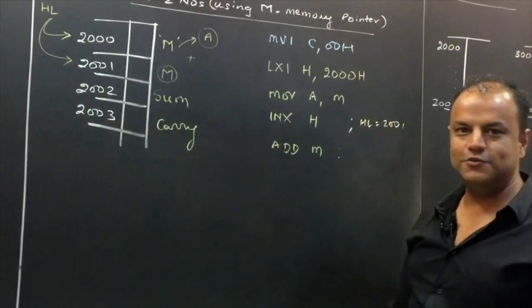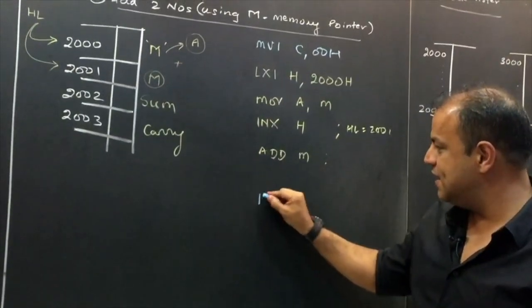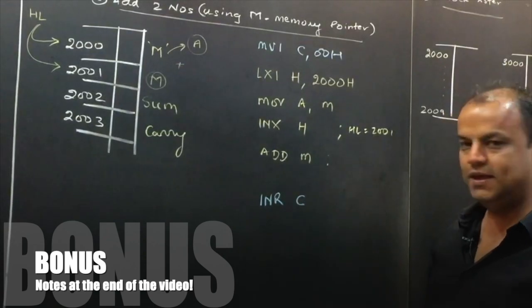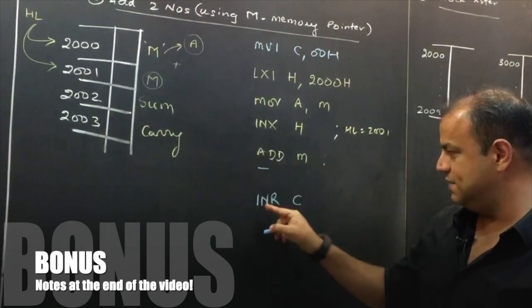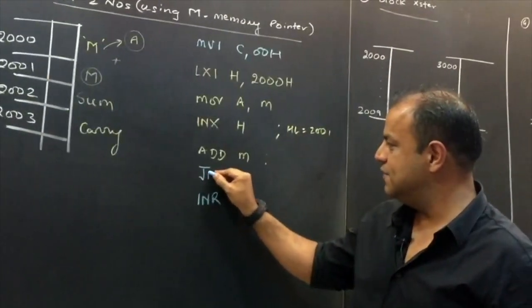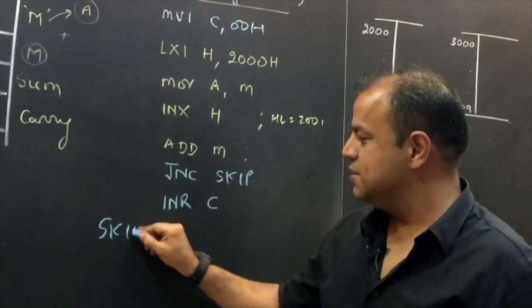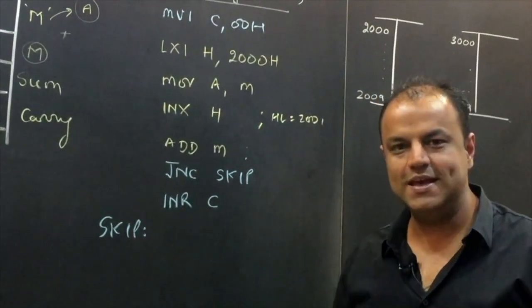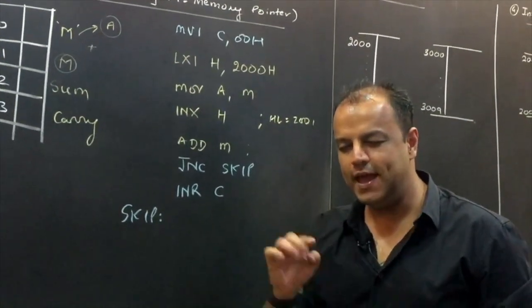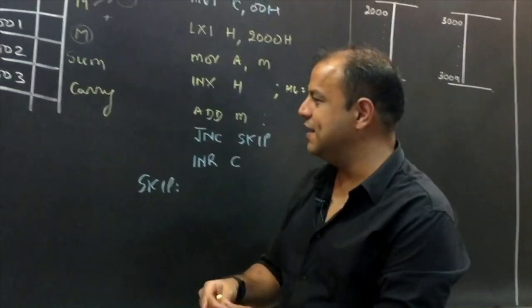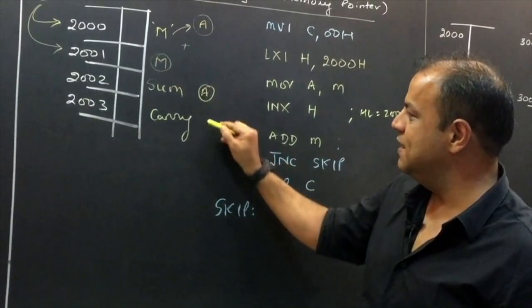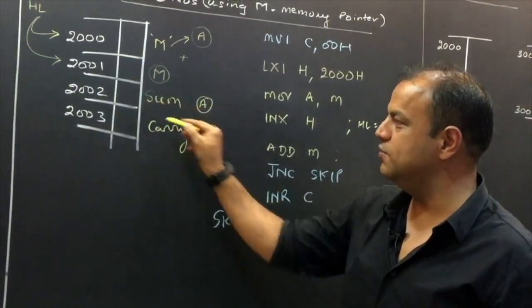You assume that there is no carry. If there is a carry, I will increment C. If there is no carry, I will skip. Jump if no carry to skip. So by the time I have reached skip, who has what? A has the sum, C has the carry. I repeat, A has the sum and C has the carry. So all you need to do is store both of them.